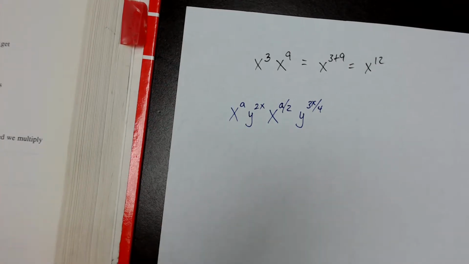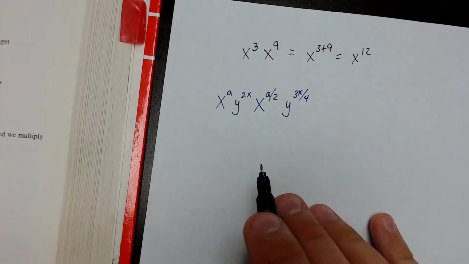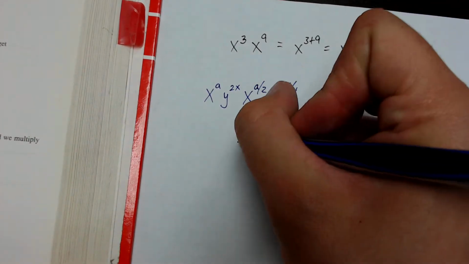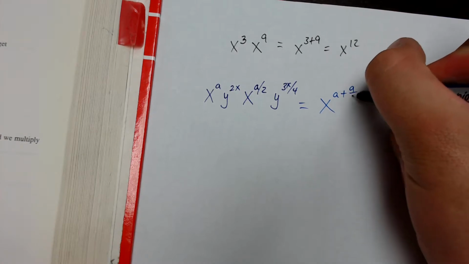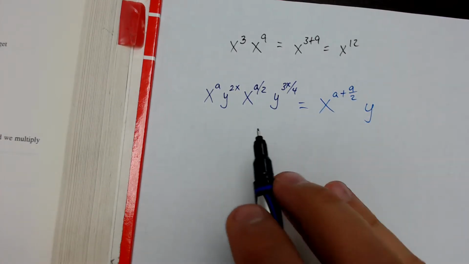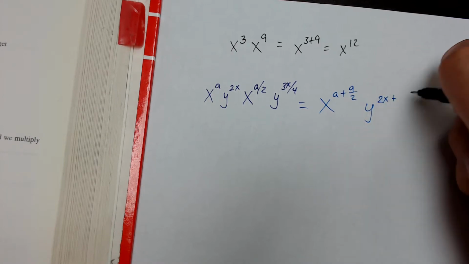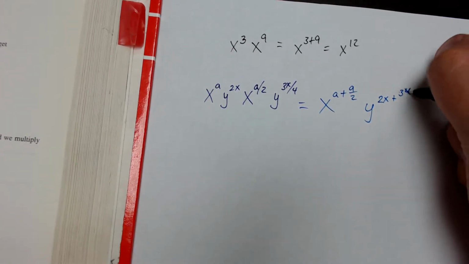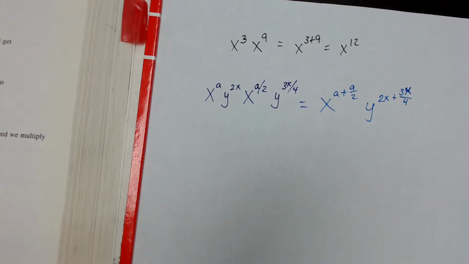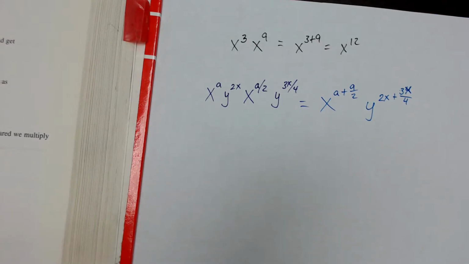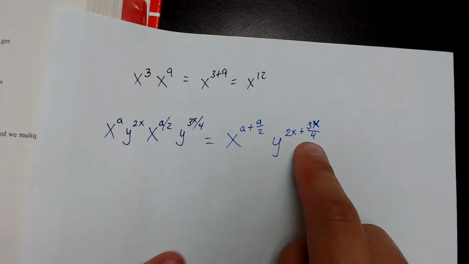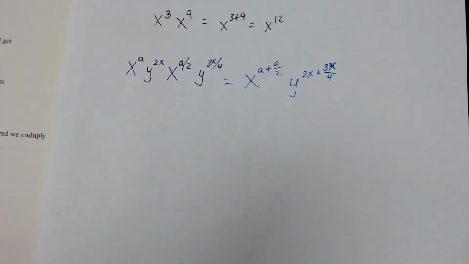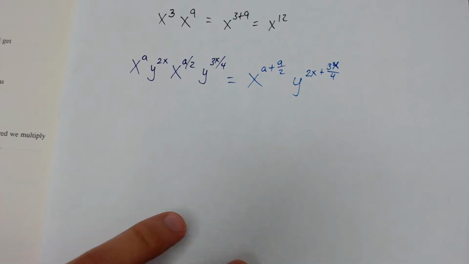So if we were to split this up based on x's and y's, the x could be rewritten as x to the power of a plus a over 2, and y can be written as y to the power of 2x plus 3x over 4. Now there is a better way to simplify this: we can take these whole numbers, turn them into fractions, get common denominators, and simplify it to a single fraction. And that's what we're going to do. So all we have to do now is just do some addition of abstract fractions.